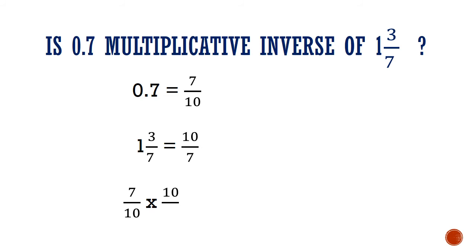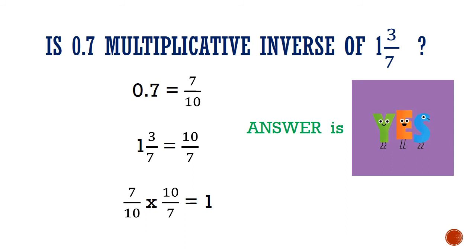So 7 by 10 into 10 by 7. What do you get? 10 and 10 will get cancelled. 7 and 7 will get cancelled. You will get the answer to be 1. Therefore, the answer is yes. Is that clear?